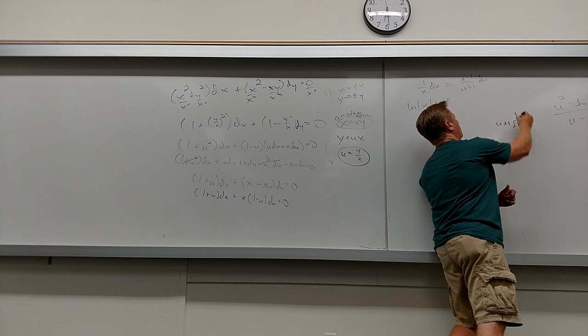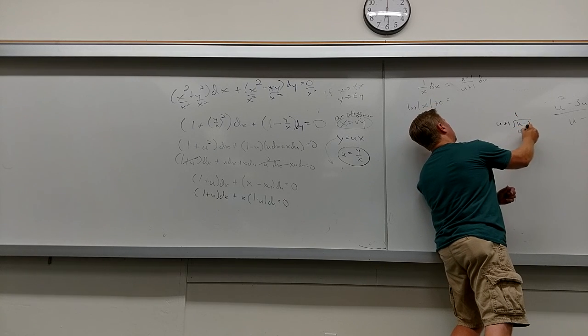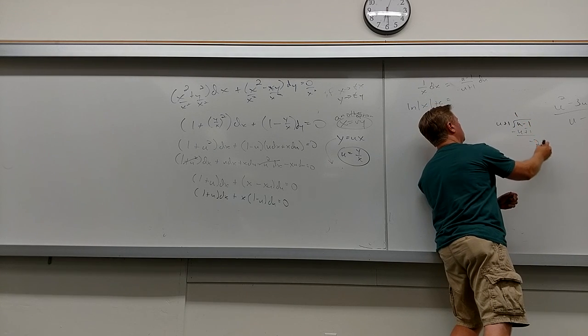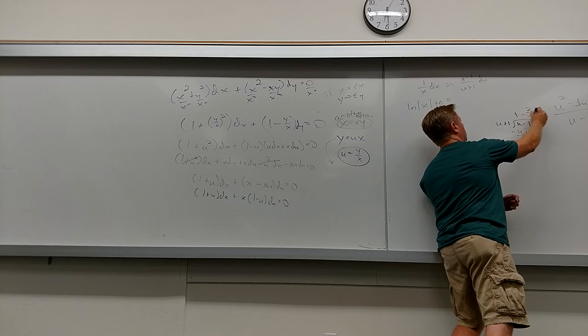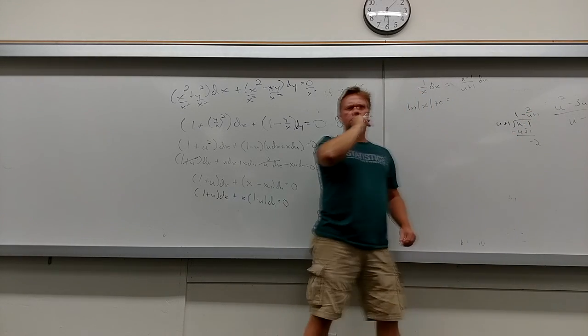So you do this: 1, 0 plus 1, change the signs, minus 2. So you go 1 minus 2 over u plus 1. Is that cool?